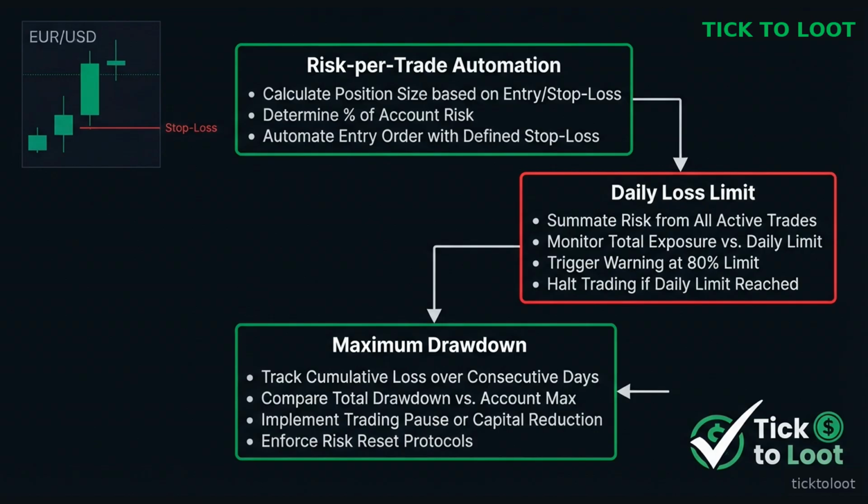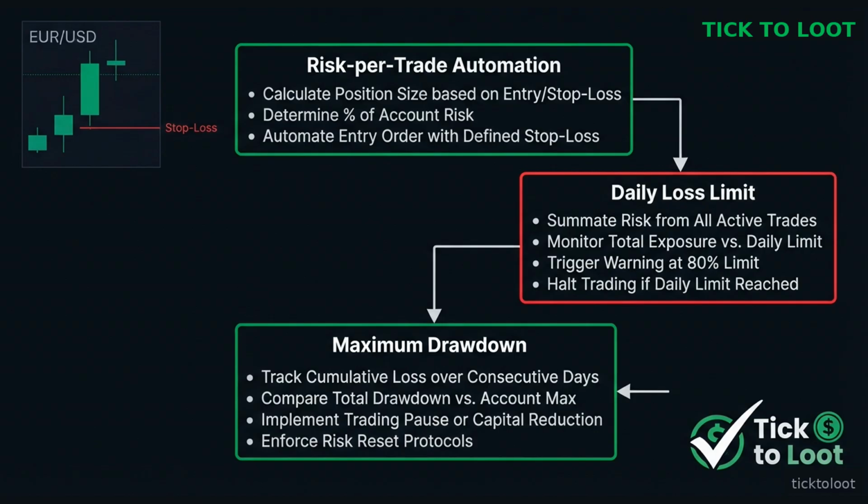The next layer is your daily loss limit, a ceiling that says, I will not lose more than 2% of my account in a single day. On a $5,000 account, 2% equals $100. By adding up the dollar risk of every open or closed trade throughout the day, the platform can automatically stop you from opening new positions once the $100 threshold is reached. Some brokers even let you set this as a hard stop in the settings, so the system blocks additional orders.